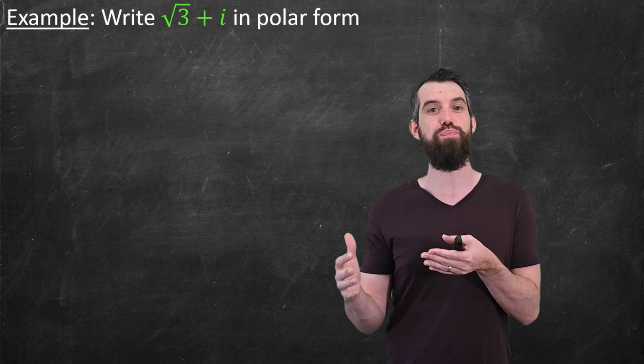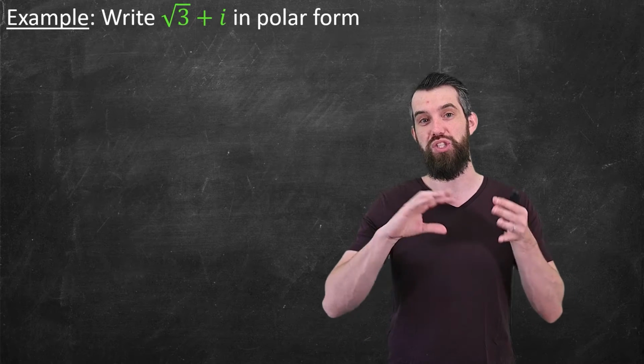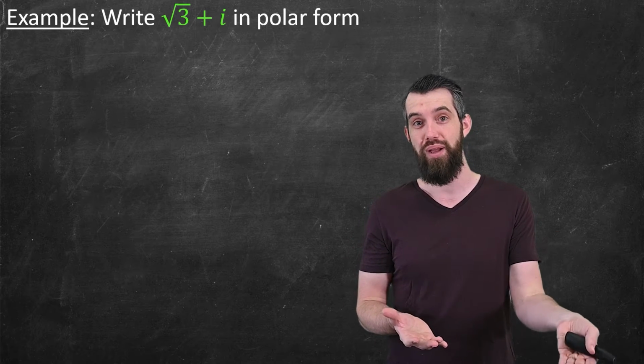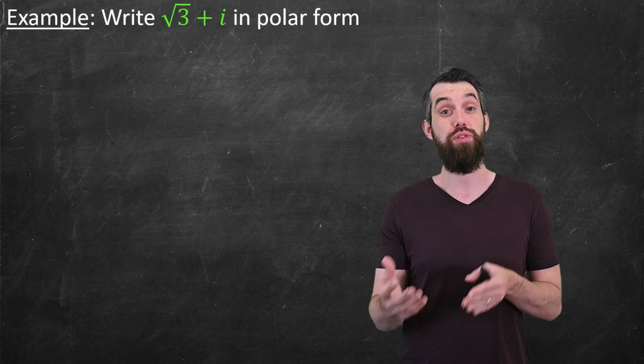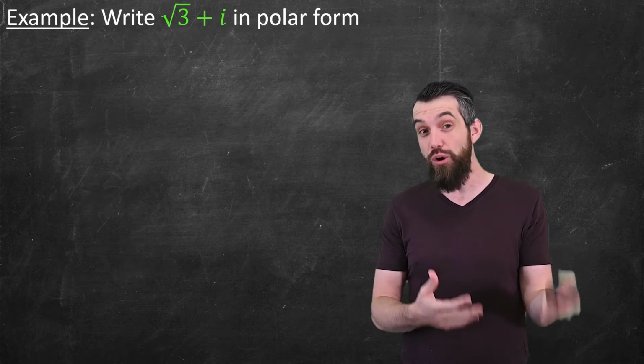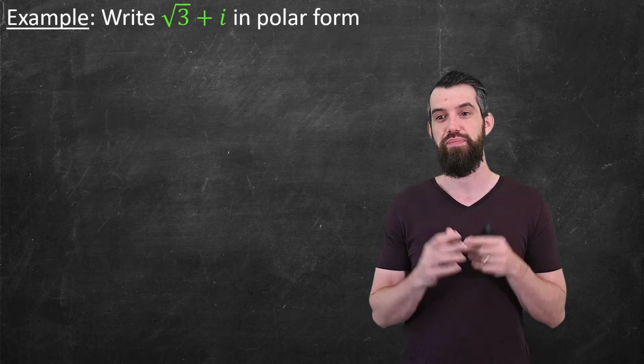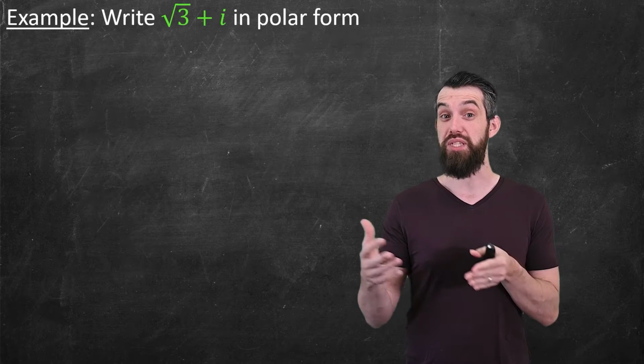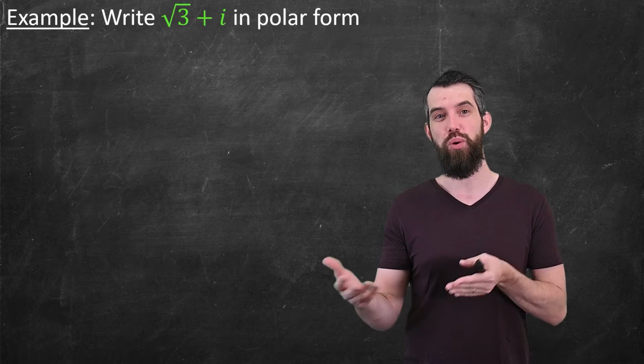Okay, so let's practice the conversion where we start with a complex number and put it into polar form. One example is root 3 plus i. How is it represented in polar form?